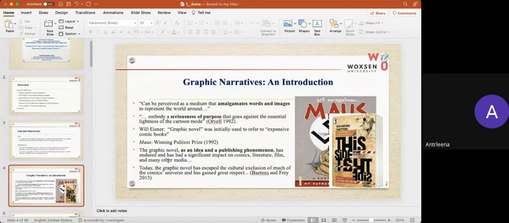Okay, and because of its popularity today, the graphic novel has escaped the cultural exclusion of much of the comics universe, because there is this notion that comics is only for children, it's an amateurish genre, it's only for entertainment. This notion has been thwarted because of the prominence of graphic novels.